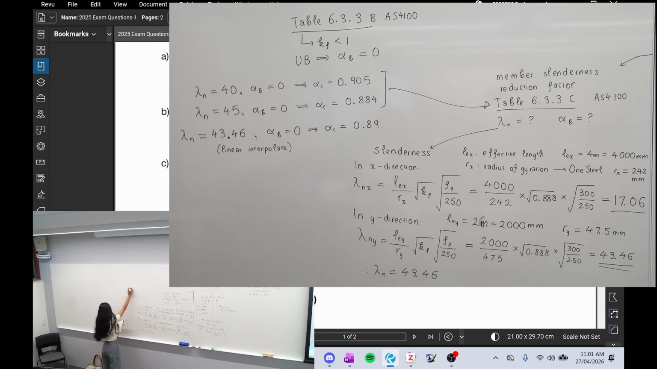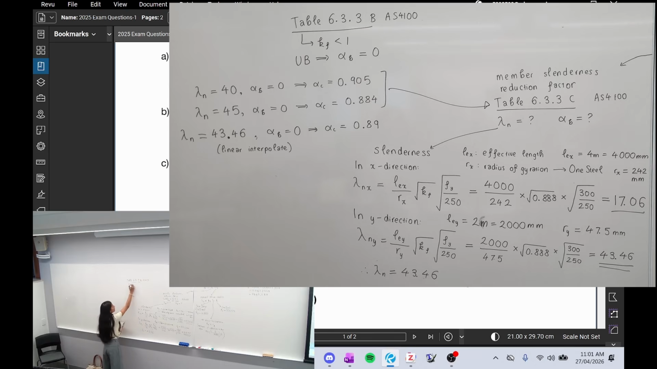I'll write that up here. So for this one, again you want to use a table. This one comes from table 6.3.3b in AS 4100. So that's the table that gives you alpha b. There are two separate tables that you can get alpha b from.